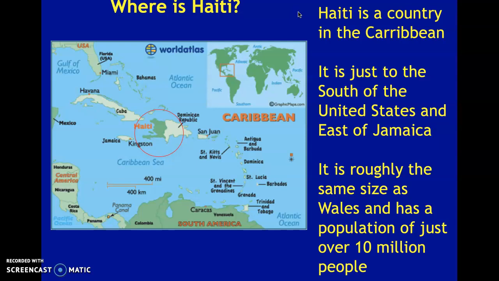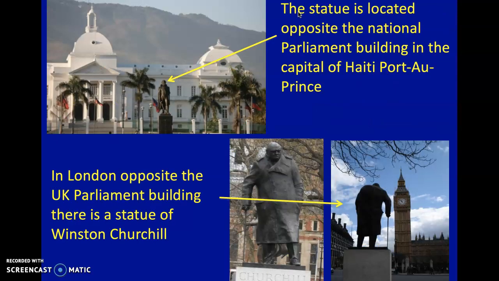So some key details about Haiti. It's just to the south of the United States, east of Jamaica. It's about the same size as Wales, so that's a unit of measurement which we give for most things, but it is. And it has a population of just over 10 million people. Some of you may have come across Haiti in your studies in geography. It was the victim of a major earthquake in 2010, and the country is still recovering from that. The statue of Toussaint Louverture was located opposite the National Parliament building in the current capital of Haiti, Port-au-Prince.